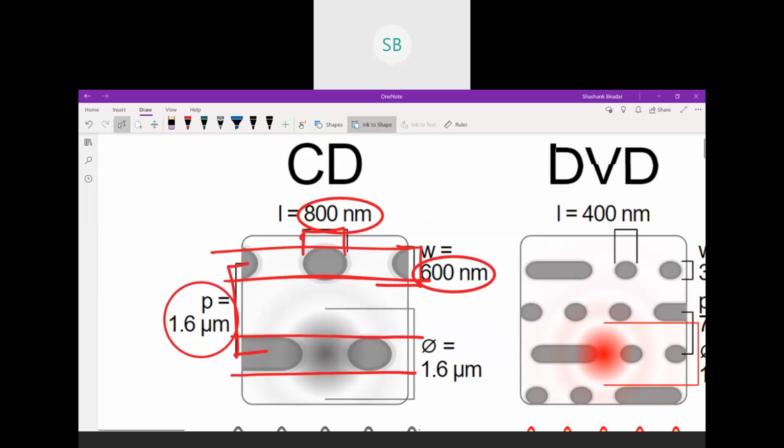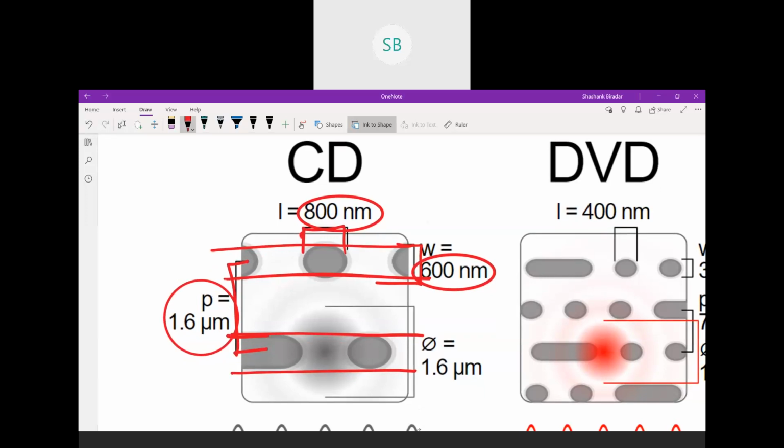Again, I will let you know that. So these are the physical dimensions as far as compact disc is concerned.